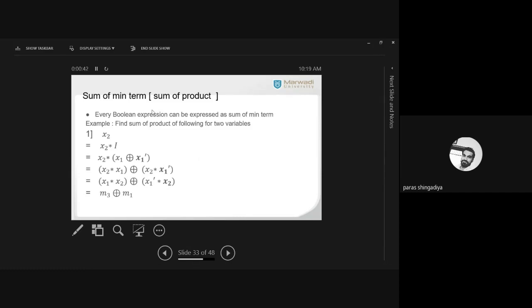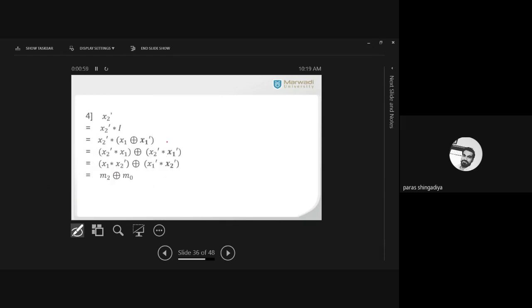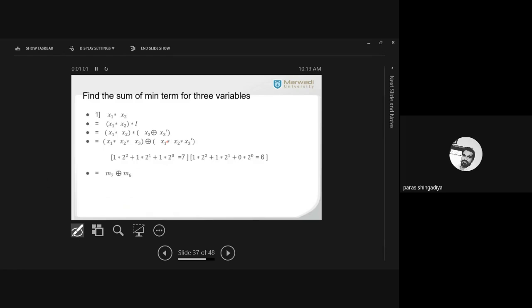Okay, find the sum of the product for the two variable. You have to apply the two variable theory to derive the sum of minterm, meaning sum of the product or sum of the minterm. And then after we discussed some examples, and then we checked the three variable theory, sum of the minterm for three variable.